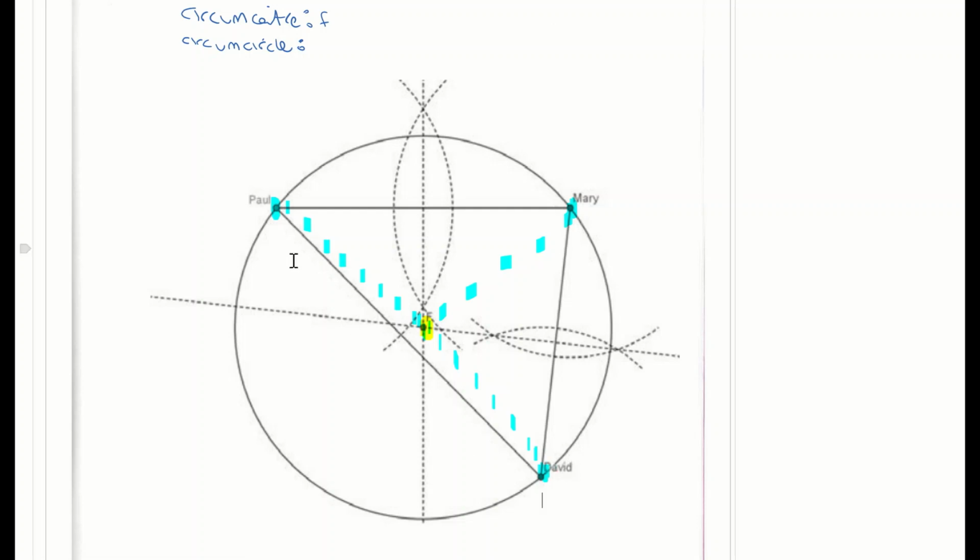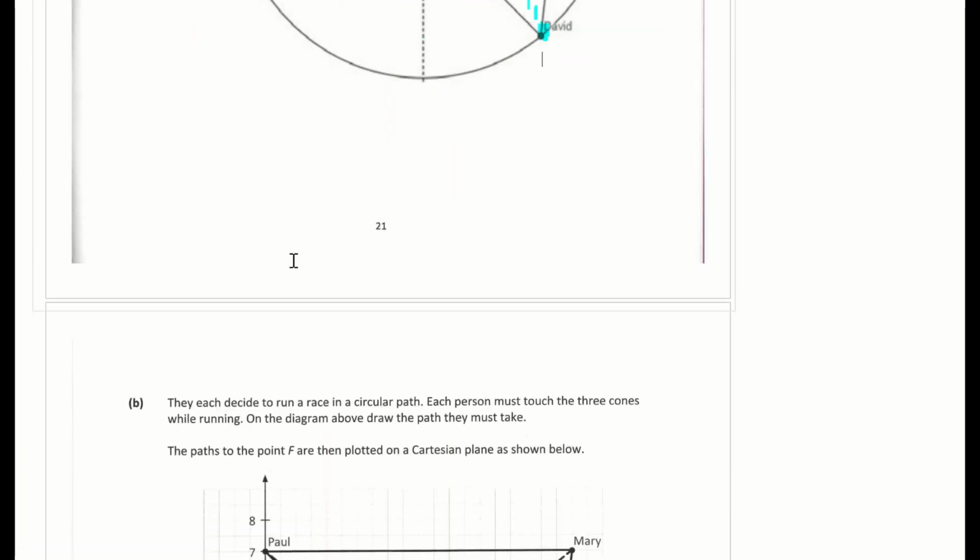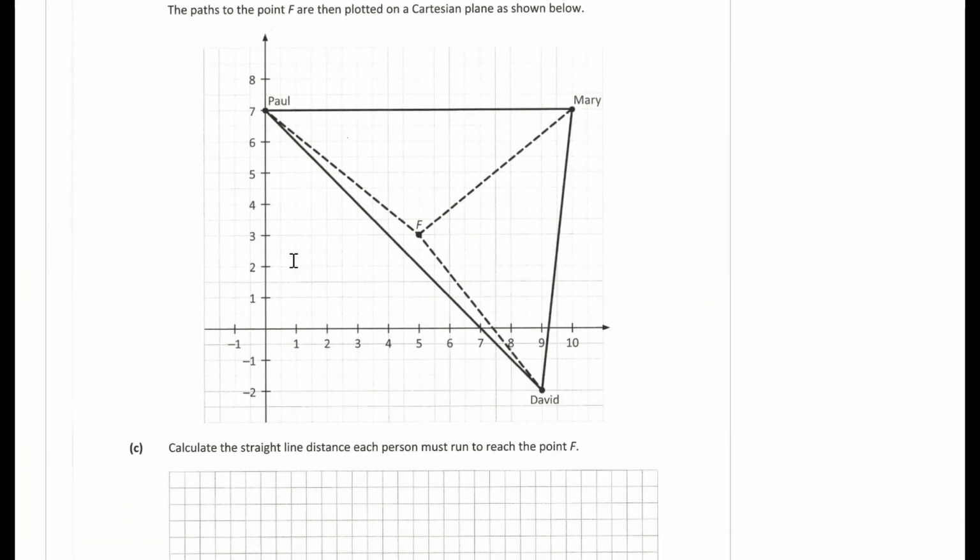And if we move down to C now, it's asking us basically to calculate that equal distance. So here we are now down to part C. Calculate the straight line distance each person must run to reach the point F. So here it doesn't really matter if you're getting the distance from Paul to F or David to F or Mary to F. They're all going to be the same distance. So we only need to do it once. What I'm going to do here is I'm going to get the distance from F to P, or F to Paul. And I'm just going to write down my coordinates here.